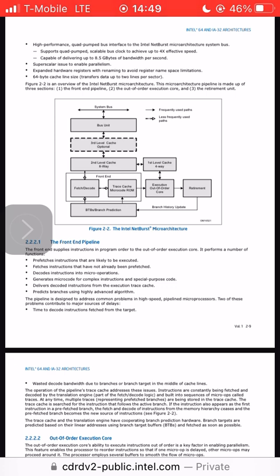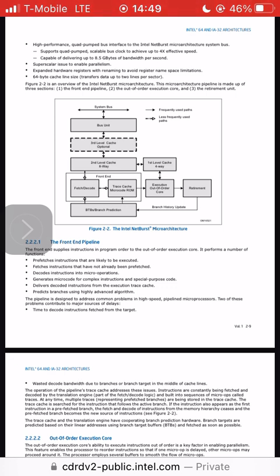Superscalar issue to enable parallelism. Expanded hardware registers with renaming to avoid register namespace limitations. 64-byte cache line size, transfers data up to 2 lines per sector. Figure 2-2 is an overview of the Intel NetBurst microarchitecture.